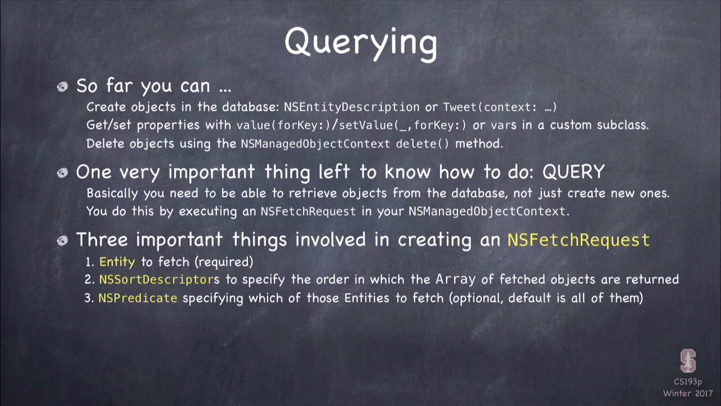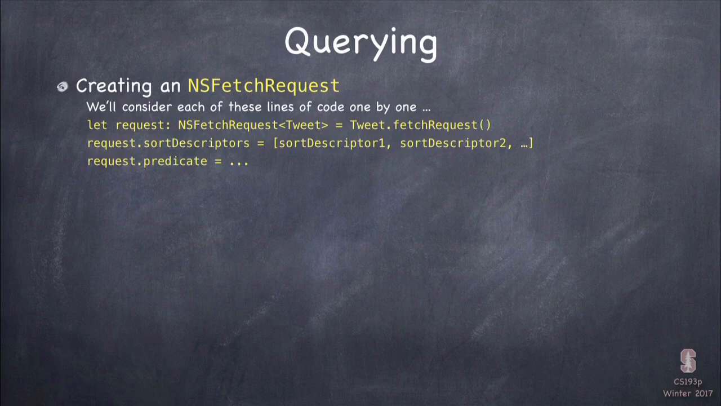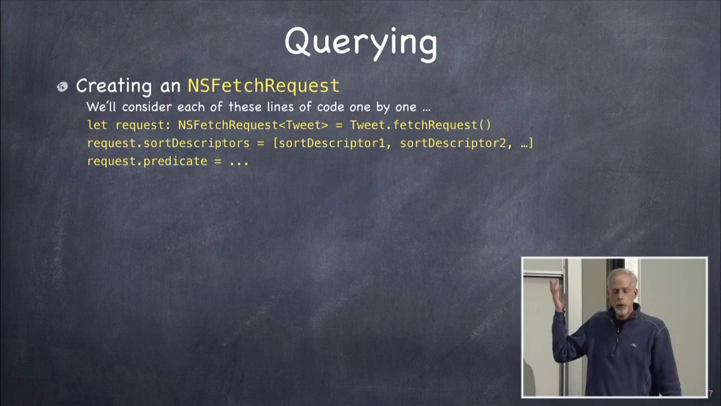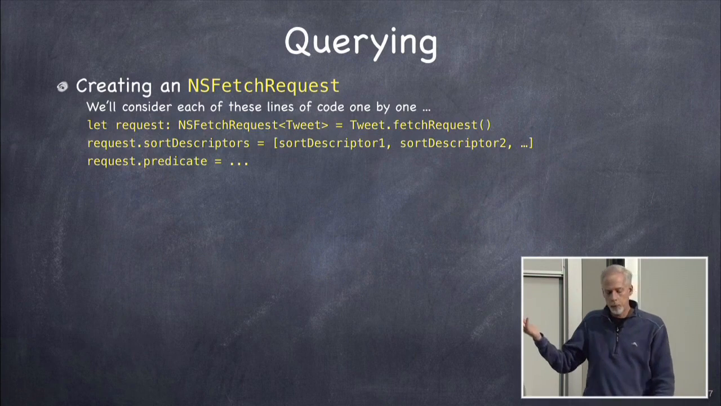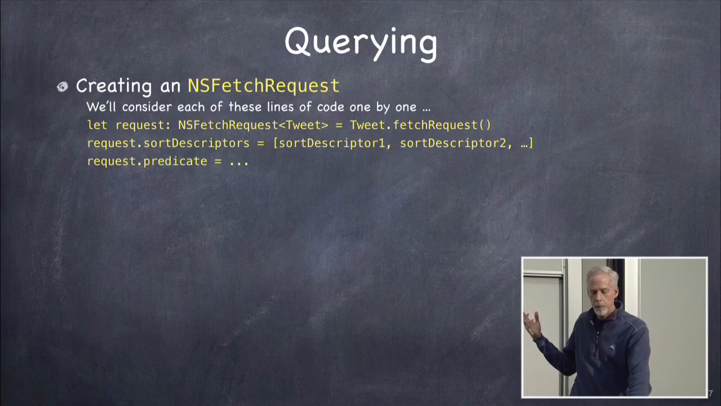And finally, we need to specify, well, what is it that we want? Which tweets do we want? Which Twitter users do we want? And we do that with something called a predicate. Okay, so let's dive in and look at all three of these things. This is what it looks like, kind of top level, to create a fetch request. You get a fetch request, you set its sort descriptor, and you set its predicate. So look at each of these three parts.